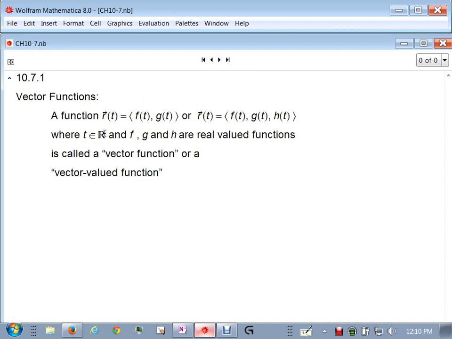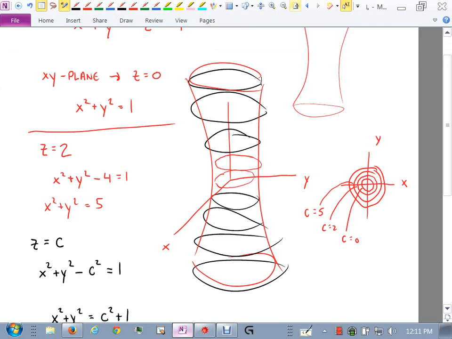A vector function, r of t equals f of t, g of t, or in three-dimensional space, f of t, g of t, h of t, where t is a real number, so t is our variable. f, g, and h are real valued functions. This is called a vector function or a vector valued function. You have seen this. That's what I was just saying.